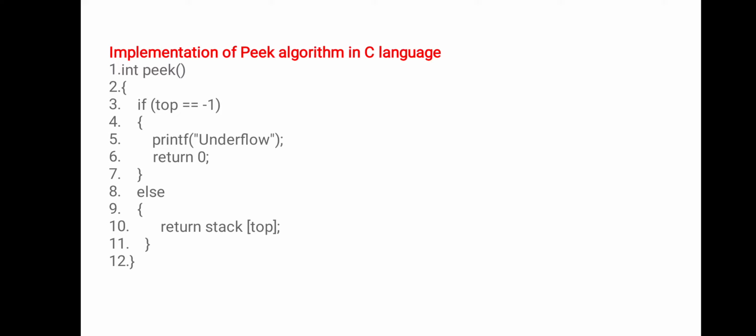So for insertion of an element, we have to increment the top value by 1. For deleting an element from the stack, we have to decrement the top value by 1. And peek is a function which is used to display the top element in the stack.